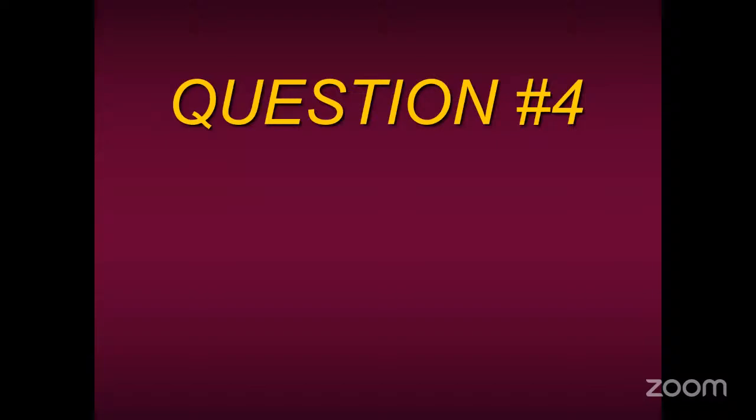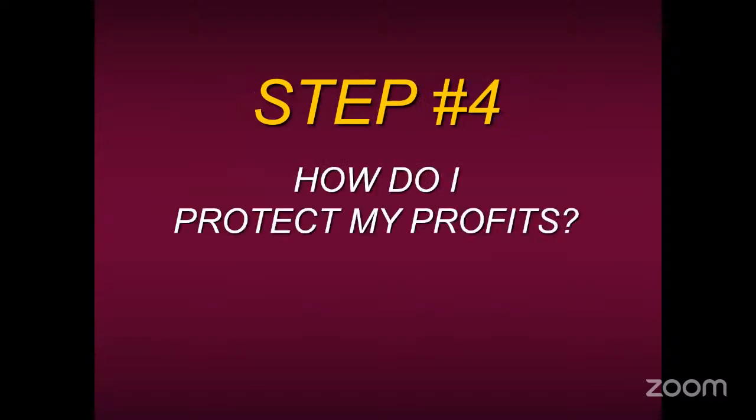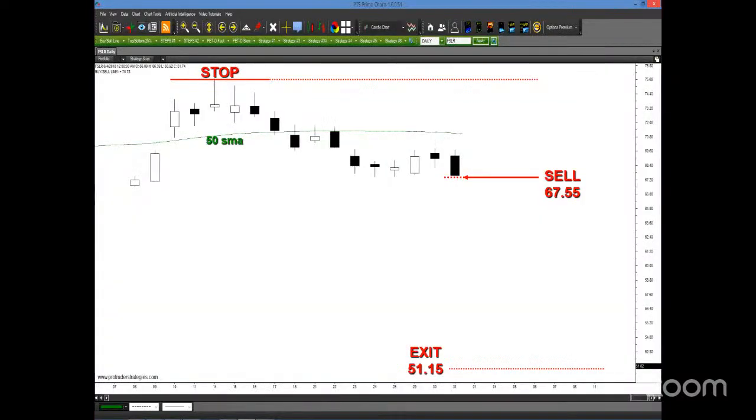Okay, which leads us to the 4th and final question. How do I protect my profits? By applying the 50% rule. The same thing. If we were to enter here and we were to exit here, cover our short, the 50% rule would tell us once we got close to half the distance, we would move this stop to unchanged.